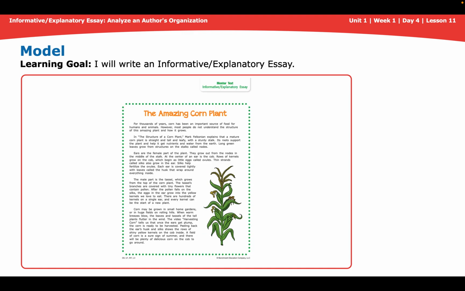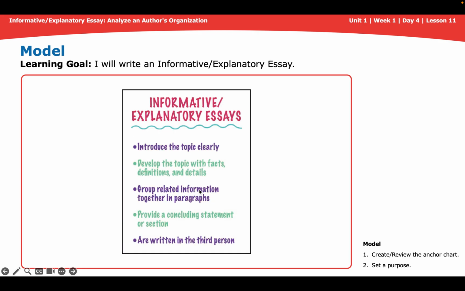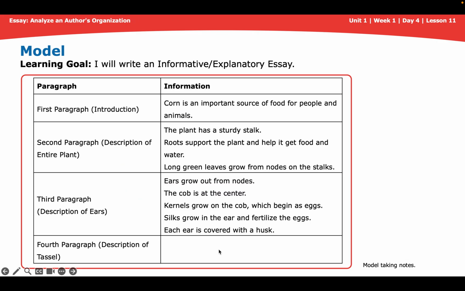Which, if we look, 1, 2, 3, 4, you guys are going to help me figure out how I came up with what information I included there. Okay, so again, we're going from a description of the entire plant to specific parts of the plant. So this one was ears, this one was tassel.